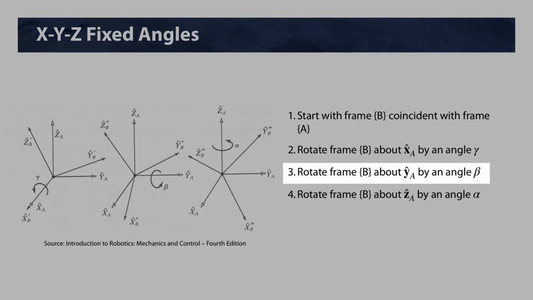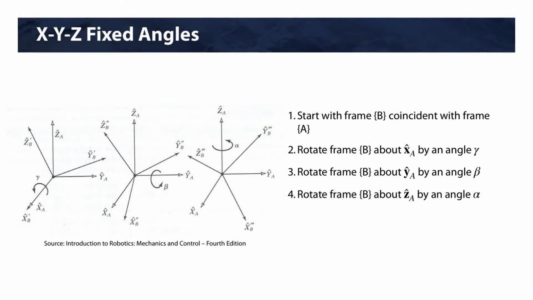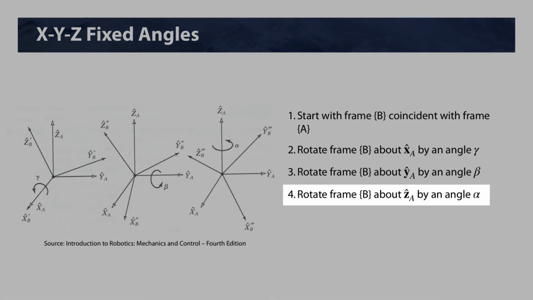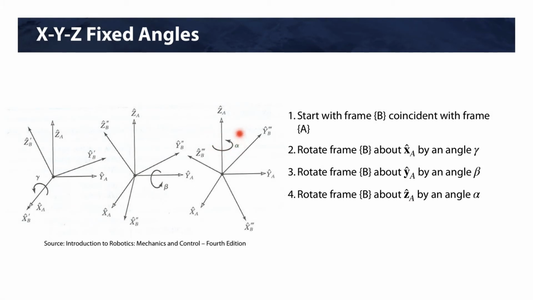We're then going to rotate frame B now about our YA axis, here by amount beta. So this is a rotation about YA by beta. And this is where fixed angles gets its name from. We're always rotating about this fixed frame of reference, in this case frame A. And then lastly, we're going to rotate frame B about the ZA axis by alpha, and you see that in this figure here. We're rotating frame B now about our fixed ZA axis.